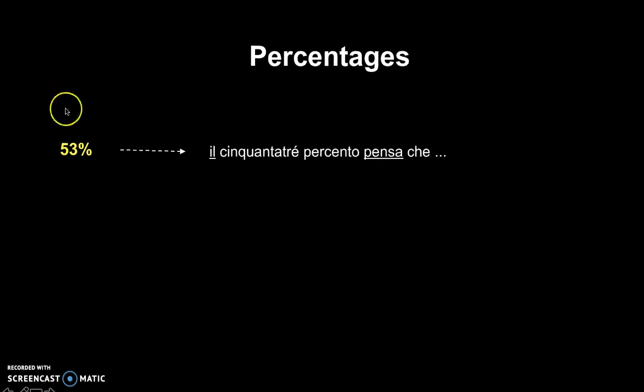Note that a percentage is singular, and we can see this in the singular definite article that is used. Therefore, we must use a singular verb when we are talking about percentages in a sentence. For example, il 53% pensa che la tecnologia sia un problema. 53% believe that technology is a problem.